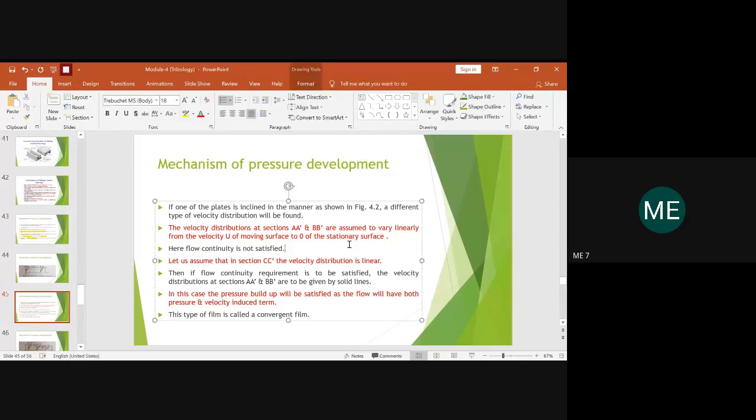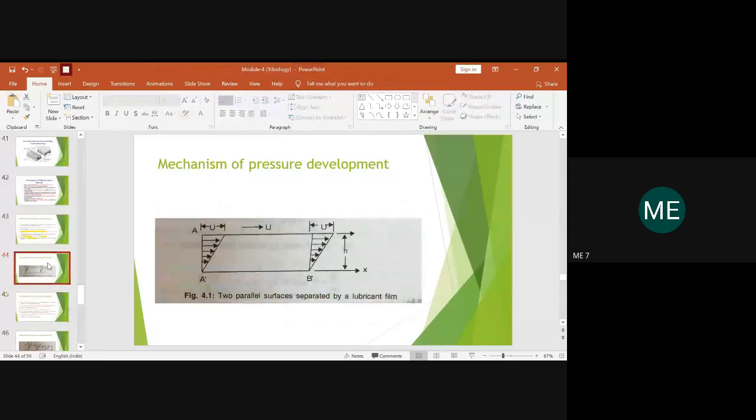Yes, sir. Okay. So this is the first condition, how the pressure distribution happens when you have one fixed plate and the other one is moving, and both are parallel to each other. Next you should understand what will be the condition if one of the plates is inclined, how the distribution of pressure varies.